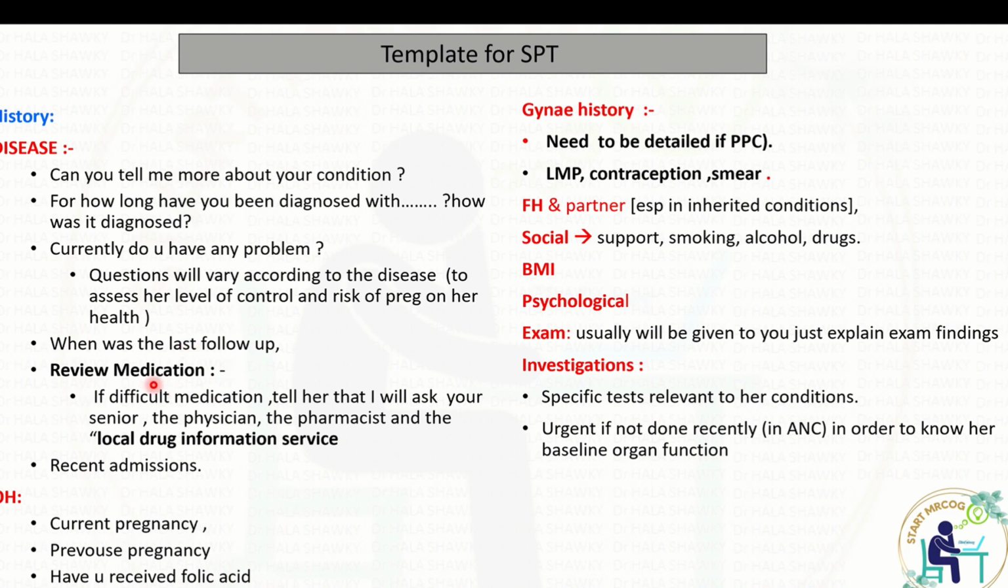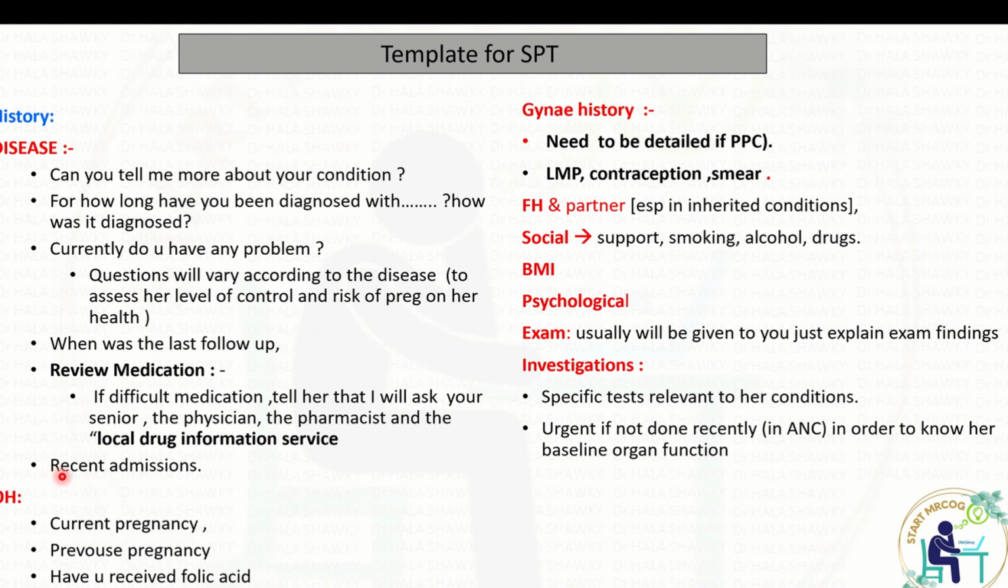Review her medication. It is a safety point and usually considered a failure point. So if the medication needs to be discontinued, we have to tell her, and if we have to continue or start a new medication, we have to prescribe for her. And if you don't know whether this medication is safe or not, you can consult the local drug information service, or the pharmacist, the physician, or talk to your senior, and you can also take the opinion from her specialist.